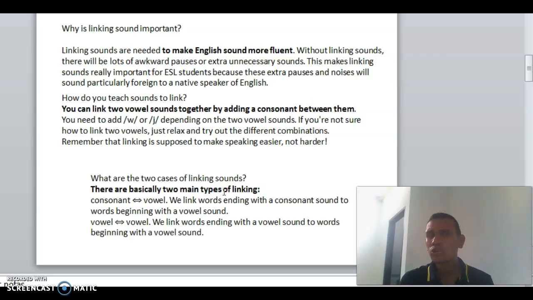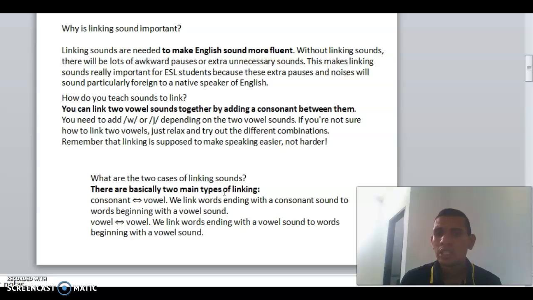How do you teach sounds to link? You can link two vowel sounds together by adding a consonant between them. You need to add Y or J depending on the two vowel sounds. If you are not sure how to link two vowels, just relax and try out the different combinations. Remember that linking is supposed to make speaking easy, not hard.